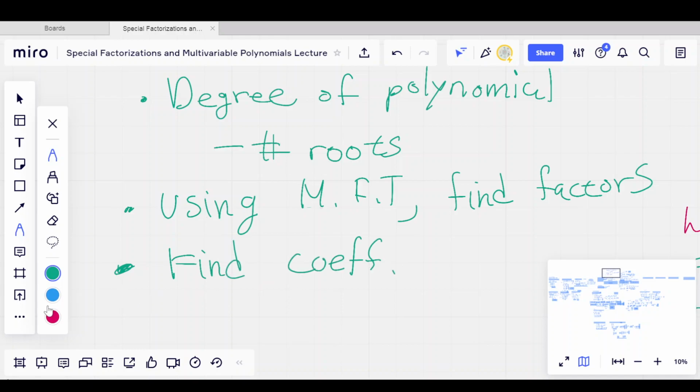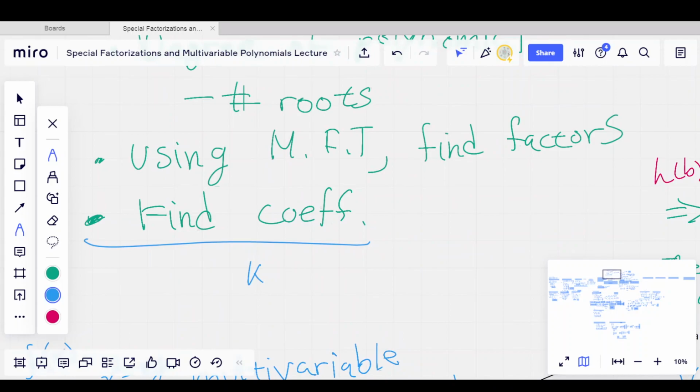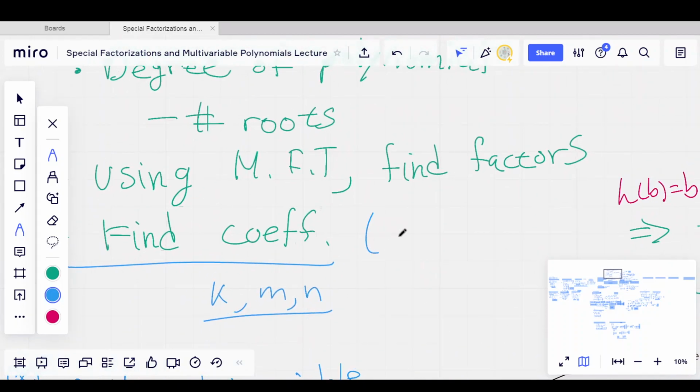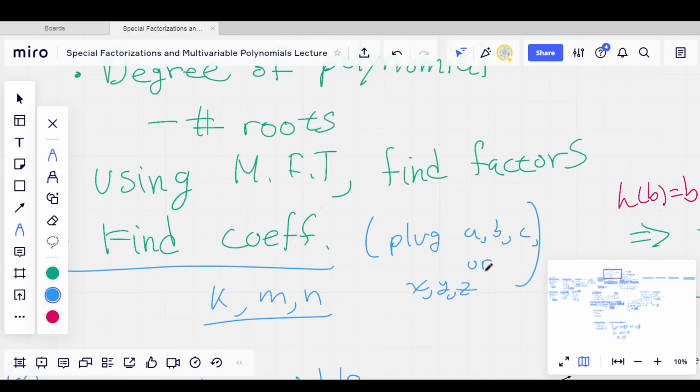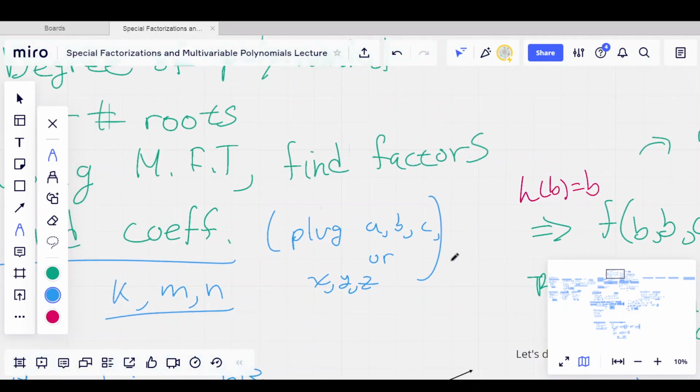You must not forget this step because it's very important. You can use a counter variable like k or m or n, preferably not a, and then just solve for it by plugging in values of a, b, c, or x, y, z, whatever your polynomial is. That's the key.